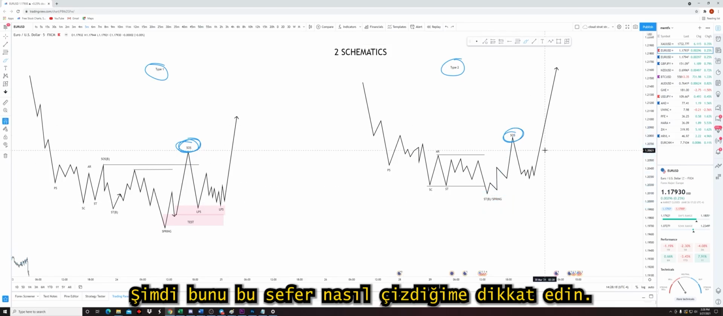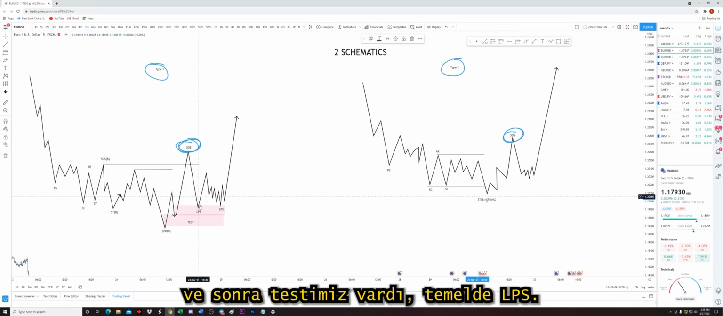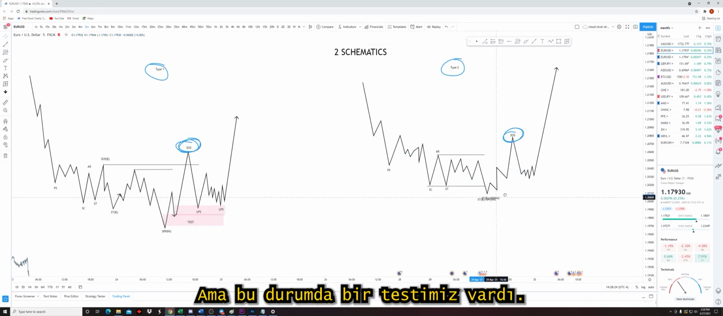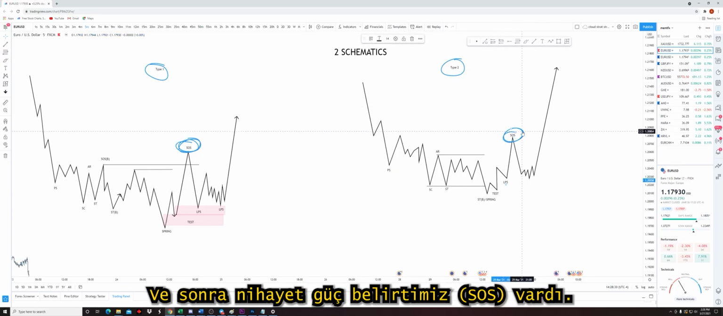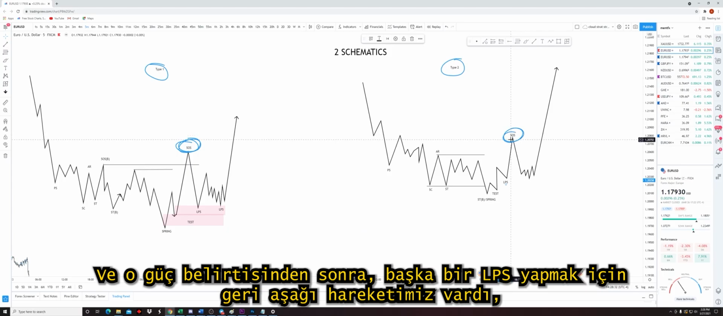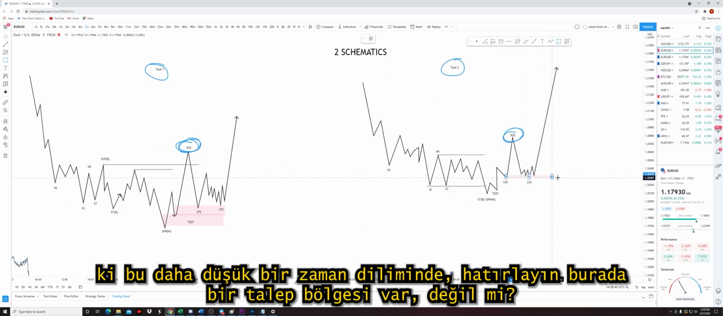Now notice how I drew this in this time. In this case, we had an SOS and then we had the test pretty much on the LPSs. But in this case, we had a test, then we had an LPS, right? And then we finally had the sign of strength. And after that sign of strength, we had the move back down to make another LPS, which on a lower time frame, remember, there's a demand zone here, right?